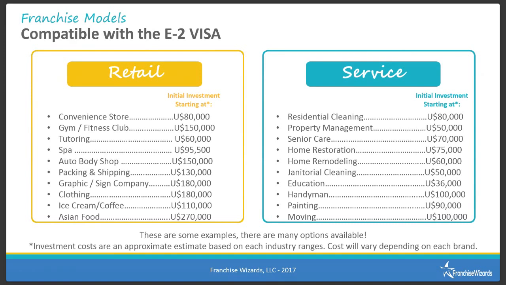A few options here for you when it comes to E-2 can be on the retail side: convenience stores, gyms and fitness clubs, tutoring franchises. These are children education franchises, spas, auto body shops, or automotive franchises. There are a lot of packing and shipping options or sign companies, graphic companies, and so on, as well as, of course, all the food franchise options.